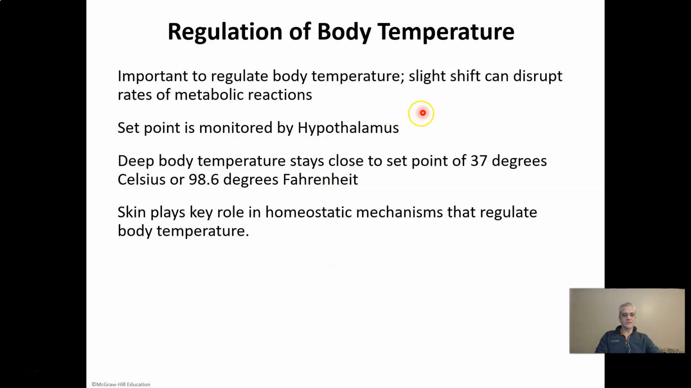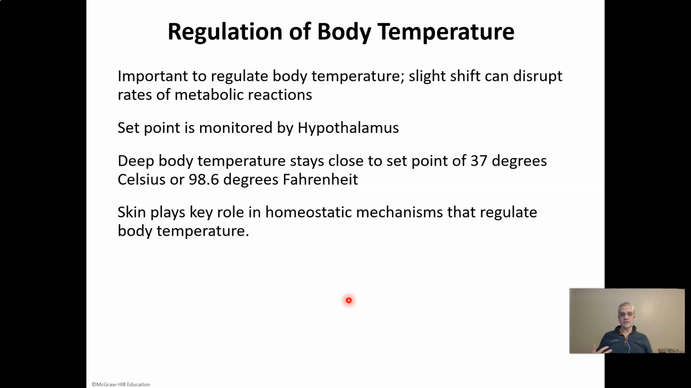So, body temperature, a slight shift. Body temperature is 37 degrees C, 98.6 Fahrenheit. That's where, as a homeotherm, you want to stay. A homeotherm is an organism that makes its own heat. You are one of those, right?